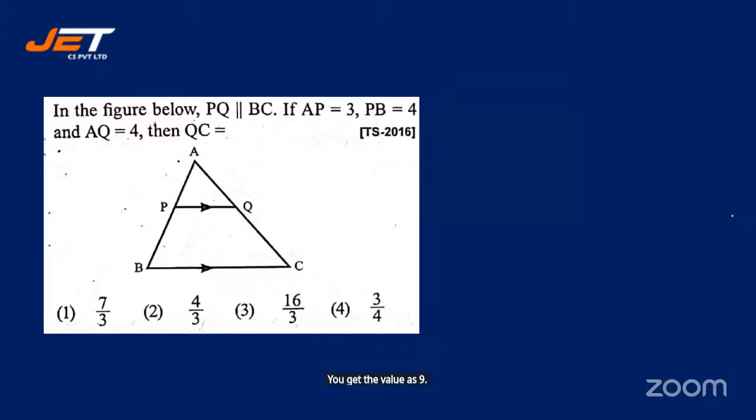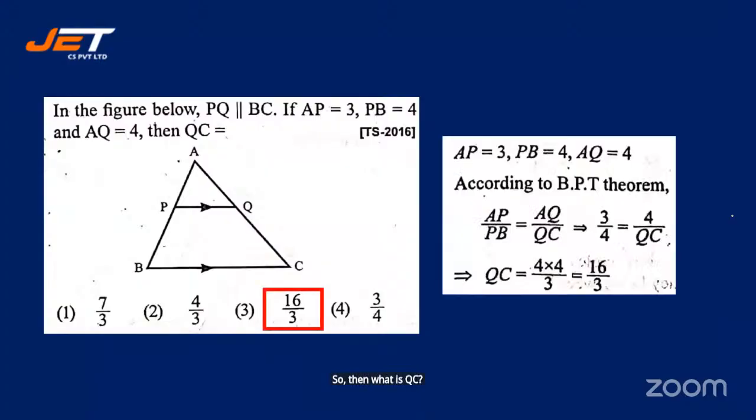All right, now see here in the figure below, PQ is parallel to BC. If AP is 3, PB is 4, AQ is 4, then what is QC? See, if PQ is parallel to BC, then we say that AP by PB is equal to AQ by QC. Just now we saw this theorem, isn't it? So we get the value as 16 by 3.